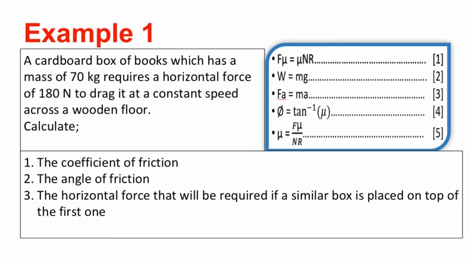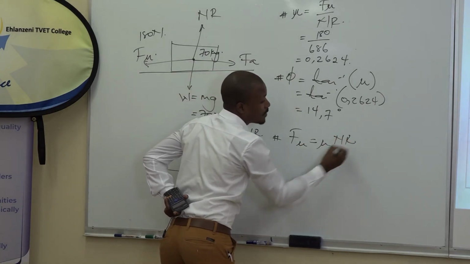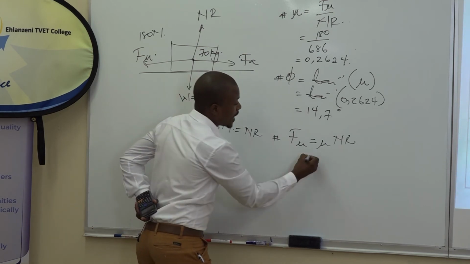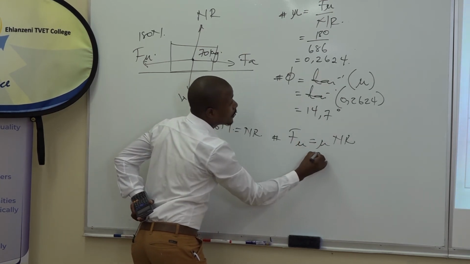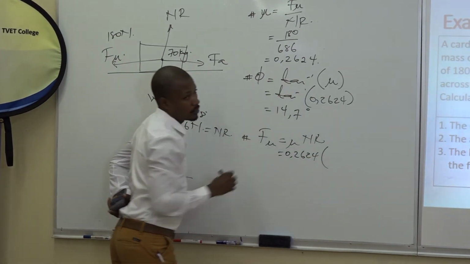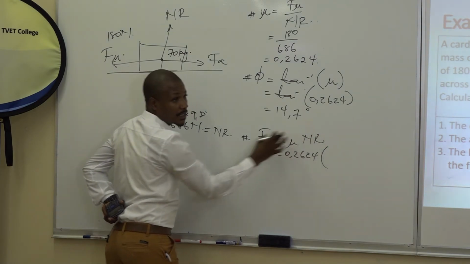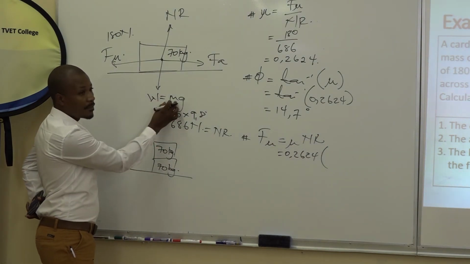The first method, you can go to your first equation. In the first equation, you are calculating the frictional force. The frictional force is given by the coefficient of friction multiplied by the normal reaction. Your coefficient of friction, you already calculated it, 0.2624 into. Remember, how do you calculate your normal reaction? Your normal reaction is calculated by mg.